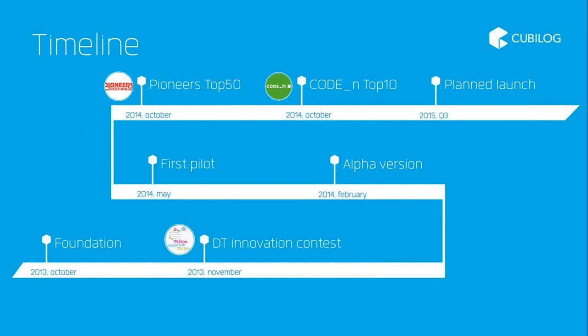This is our timeline. We started the company in 2013, and Cubilog was first introduced. The first very basic prototype was introduced at the Deutsche Telekom Innovation Contest in Berlin at the end of 2013, which we actually won, sharing the main prize. We had our first pilot and an alpha version of the hardware just a year ago. Since then, we've been touring. We participated in Pioneers in Vienna and a lot of exhibitions, CeBIT, and we are planning to launch the product in Q3 this year.